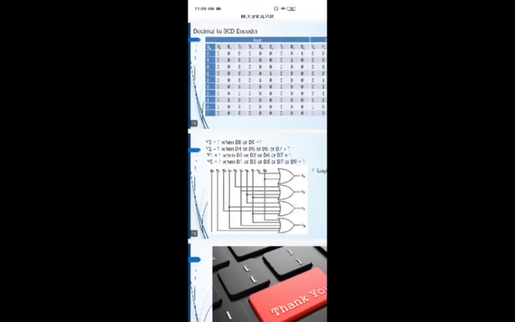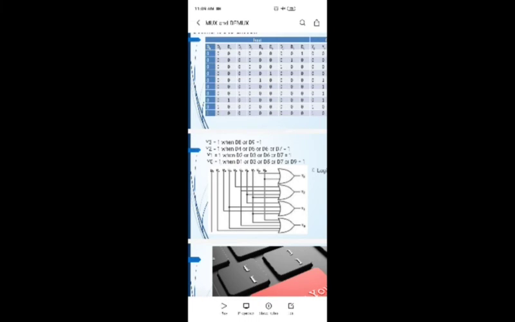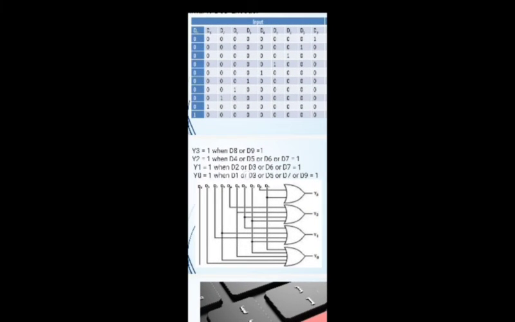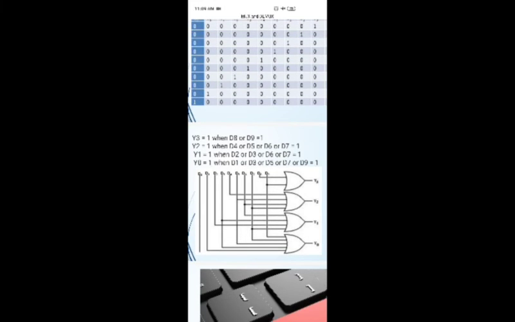So based on that, you can draw all the input lines first: D0, D1, D2, D3, D4, D5, D6, D7, D8. You can draw in any way, just draw all the input lines. Then what is your Y3? Y3 is one when D8 or D9 is high. So take the inputs from D8 and D9, give them to an OR gate, then you will get Y3.